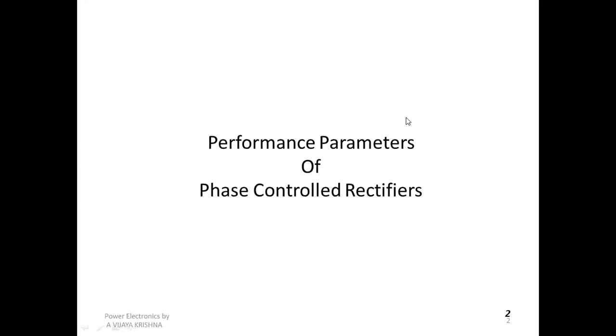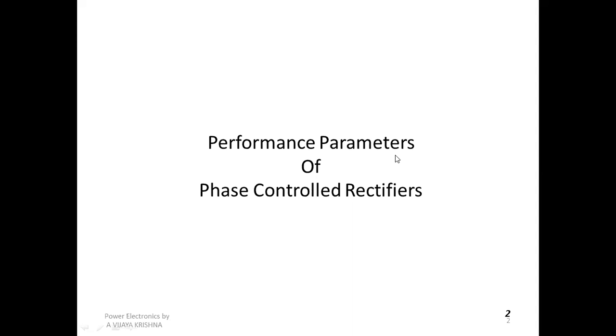For a half wave controlled rectifier, we observed that the average output voltage V naught is equal to Vm by 2 pi of (1 plus cos alpha). That is the derived expression for the half wave controlled rectifier. So for the single phase half controlled rectifier, the average output voltage V output is equal to Vm by 2 pi of (1 plus cos alpha).